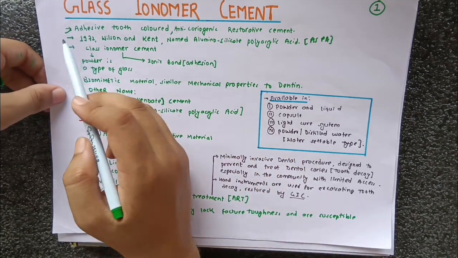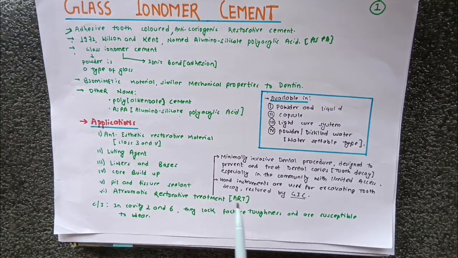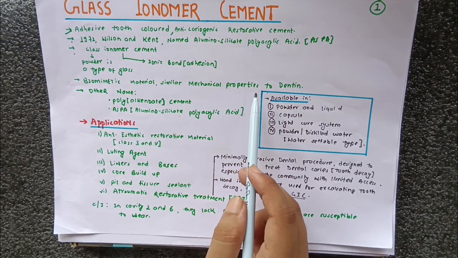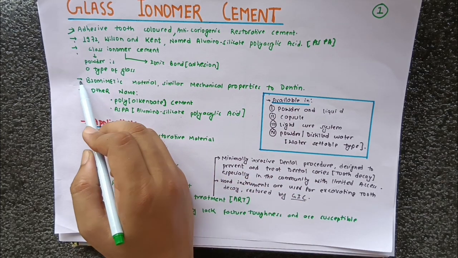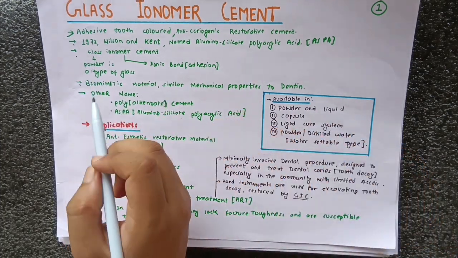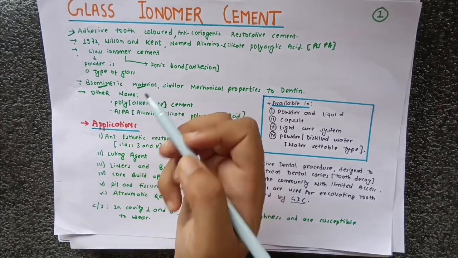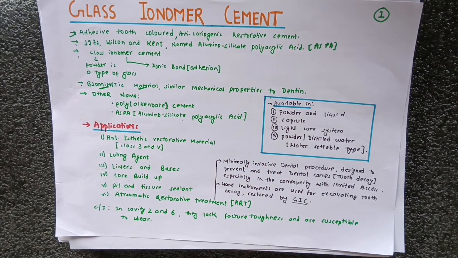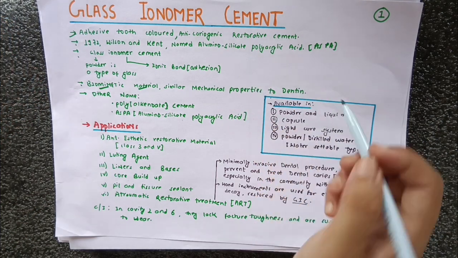It is also called a biomimetic material. Biomimetic material means it has mechanical properties similar to those of dentine. They can ask this sometimes in a viva: which is a biomimetic material? Then you should tell them glass ionomer cement is a biomimetic material, because it has mechanical properties similar to those of dentine.